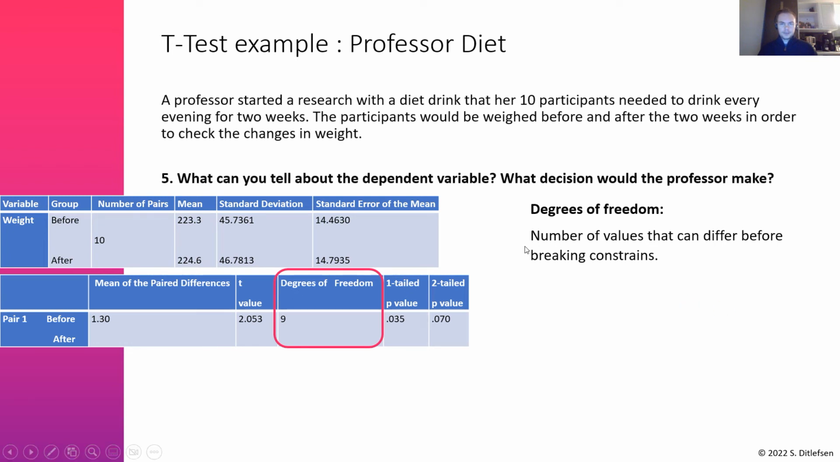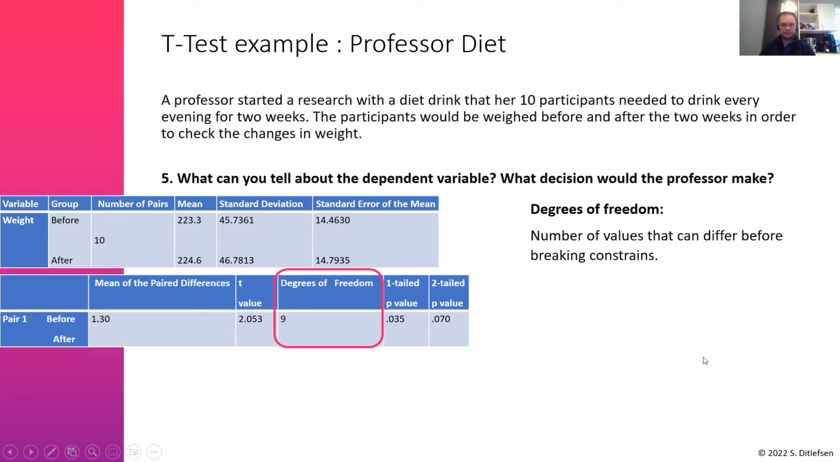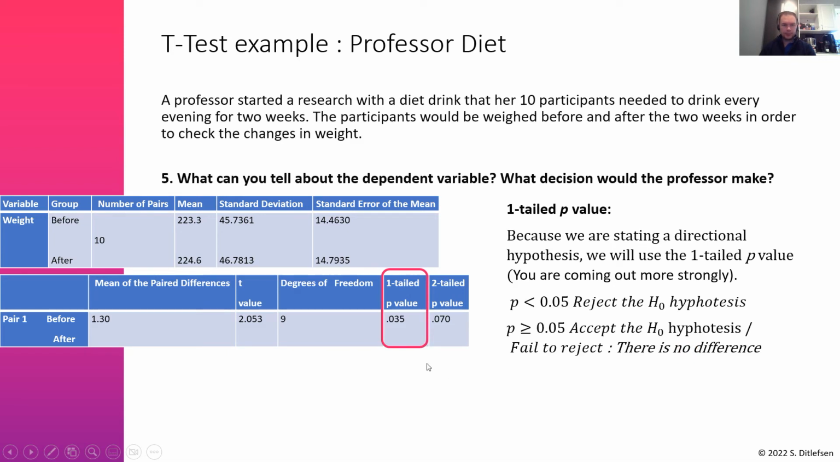The degrees of freedom is the number of values that can differ before breaking constraints. Next we have the one-tail p-value. Because we are stating a directional hypothesis, we will use the one-tail p-value.